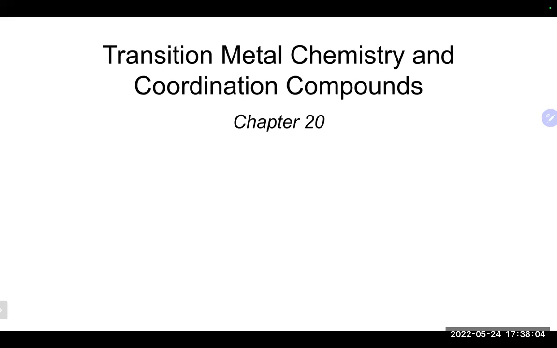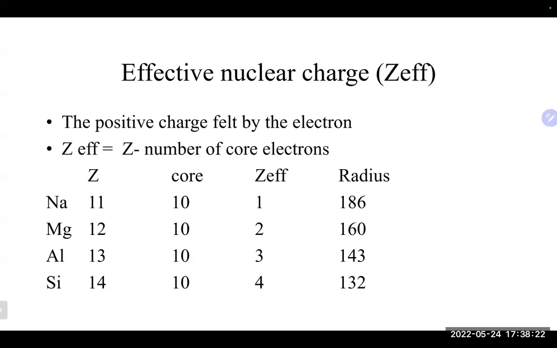Okay, we are off to chapter 20 here, second to last one of the season. We're going to talk about transition metals and coordination compounds. So we're going to first talk a little bit about transition metals, then the bulk of the rest of the chapter will be on coordination compounds, complex ions, and all that fun stuff.